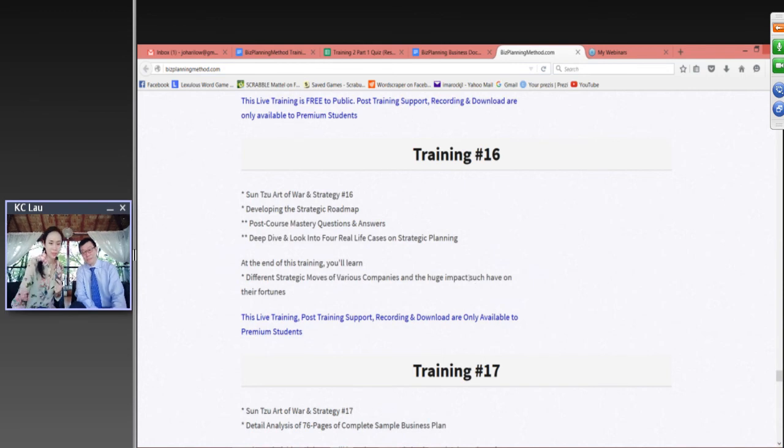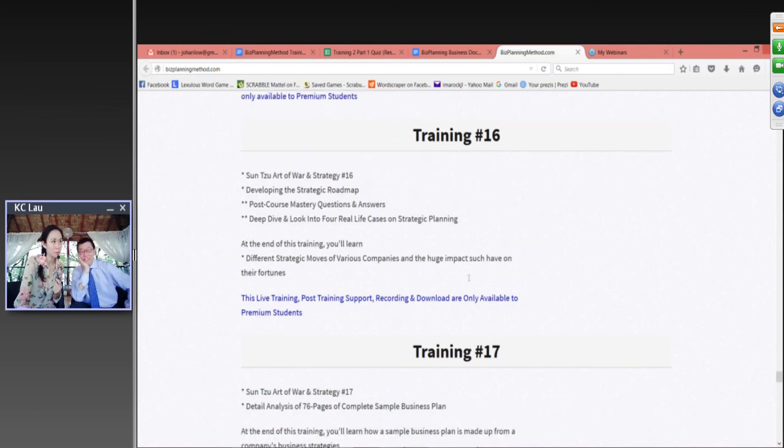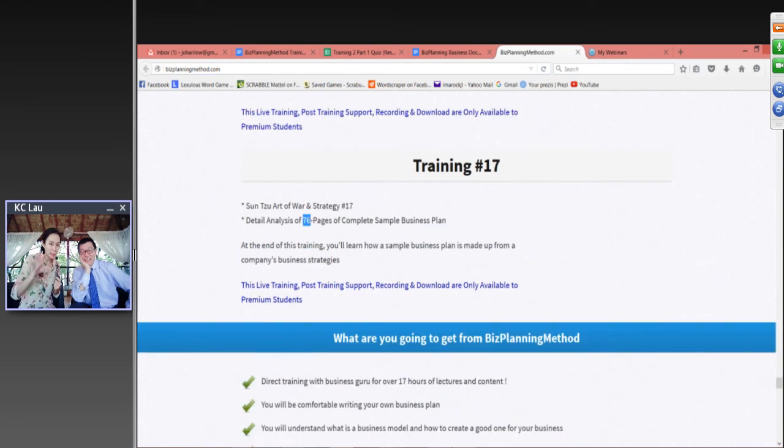And in training number 17, we will have a detailed analysis of the sample business plan. Previously this was 76 pages, and now it's expanded to 83 pages. So at the time when I'm doing this recording, and maybe 6 months from now, 3 months from now, 1 year from now, things change, and our course will also change.